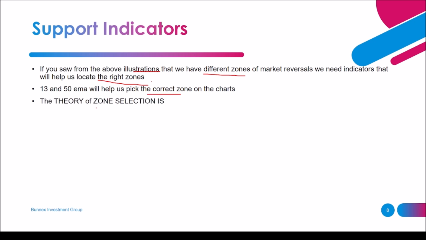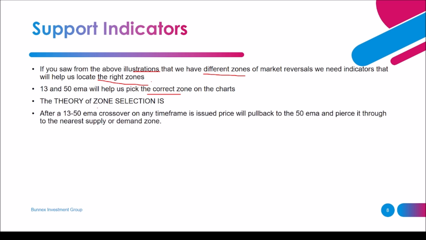The theory of zone selection is a theory that will govern which zone to locate or select from the zones that I've shown you. It states that after a 13/50 EMA crossover, that is an exponential moving average crossover, on any time frame of your choice, price will pull back to the 50 EMA and pierce through to the nearest supply or demand zones.